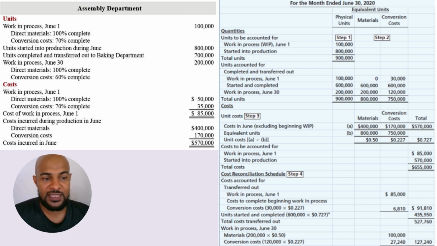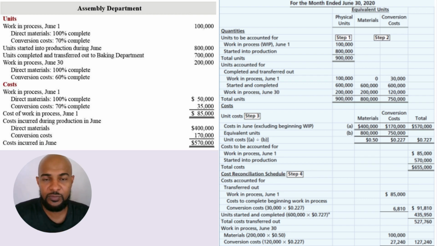Now, going back to the started and completed, well, they started and completed, so there's 100% in terms of material. So we could put 600 there. Similarly, for closing work in process, that's 100% complete. So that's 200,000 units there as well on the materials. So the materials, we are 100% complete.